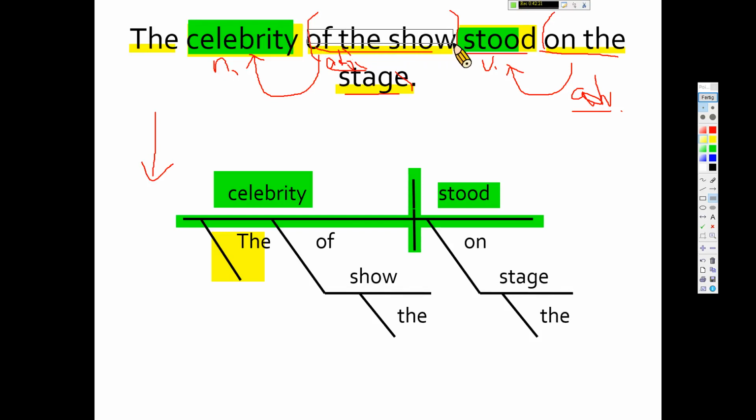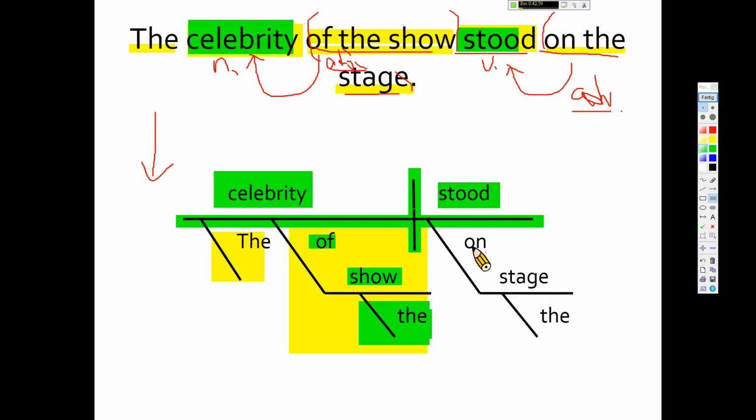"Of the show." The segment is this. But if you look at it, we have some variation here, right? Of course, "of" is on the diagonal line here, no problem. "Show" is the object of "of," and "the" is actually the modifier for "show," so it has to be put on the "show." Okay, so "of the show," what kind of show? The show. So "the" is a modifier for "show," so it is on the "show."